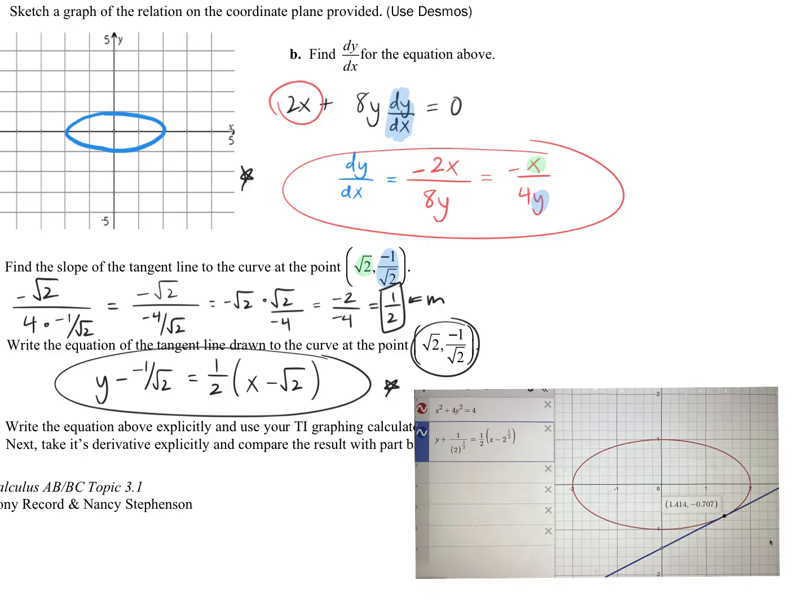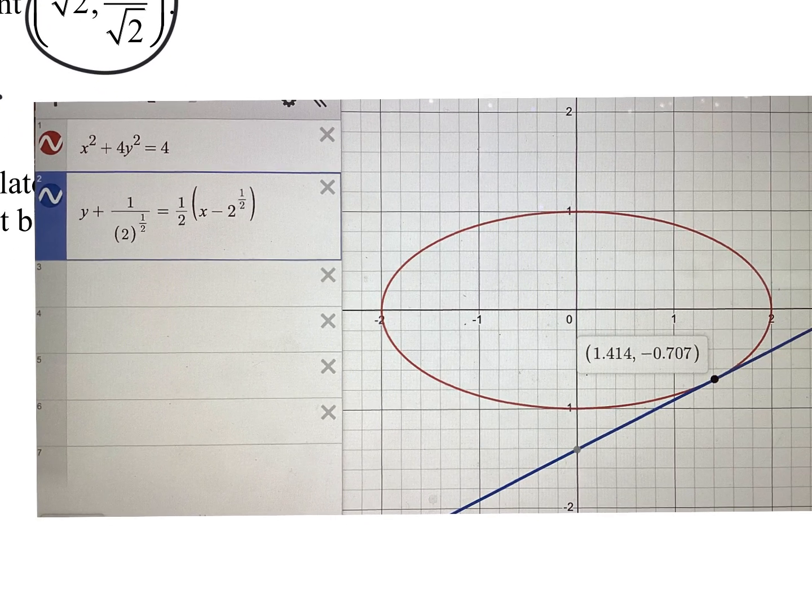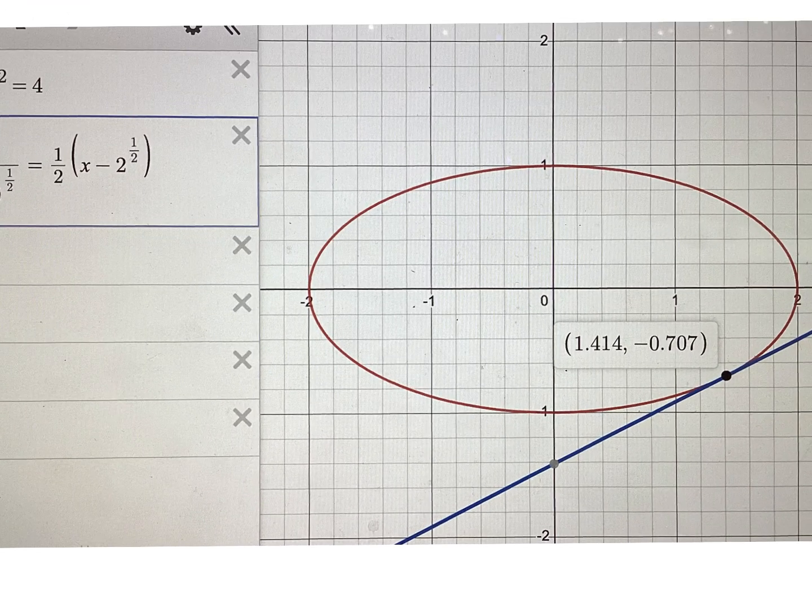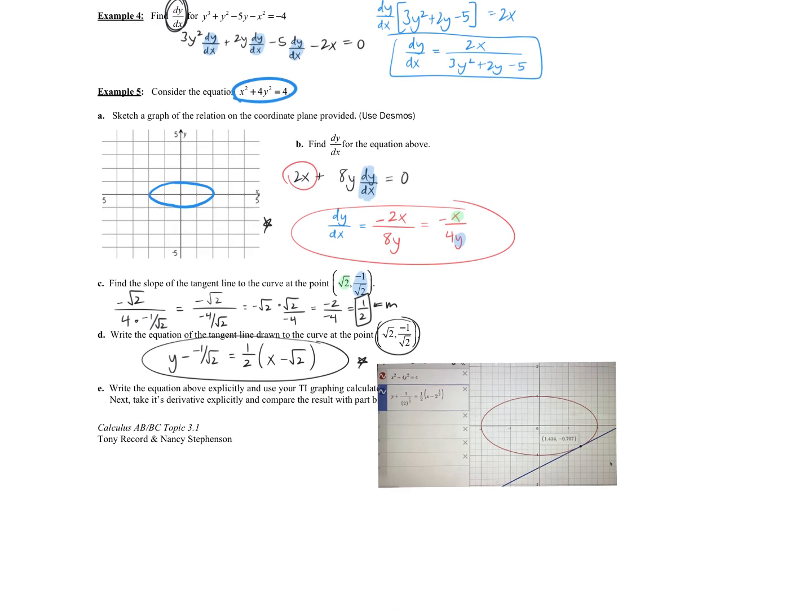Okay, so I went and graphed both of these equations in Desmos. Again, this was our original function in red there of x squared plus 4y squared equals 4. And then that point of 1.41 and negative 0.7, that's actually your point of square root of 2 and then negative 1 over square root of 2. So at that point, that is your tangent line on that ellipse. Does that make sense? So that is what you are finding. We're not just doing a bunch of math. That's actually what's happening.